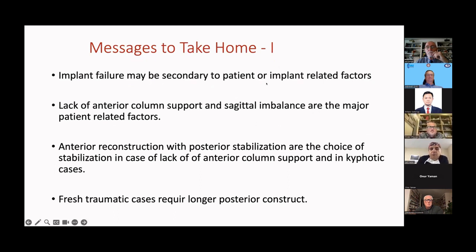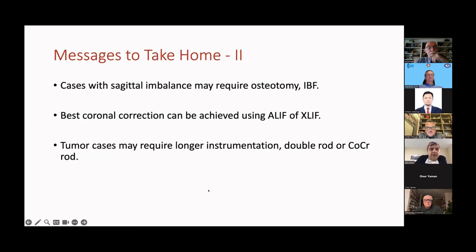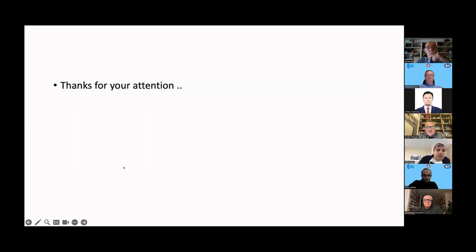Implant failure may be secondary to patient or implant-related factors. Lack of anterior support and sagittal imbalance are the major patient-related factors. Anterior reconstruction with posterior stabilization is the surgical choice in case of lack of anterior support and kyphotic cases. Fresh traumatic cases require a longer posterior construct. Cases with sagittal imbalance may require osteotomy. And the best coronal correction can be achieved using A-lift and X-lift. Tumor cases may require longer instrumentation or double rod or cobalt chrome rod to provide stability. Thank you for your attention.